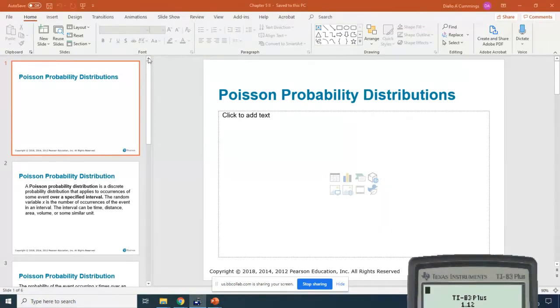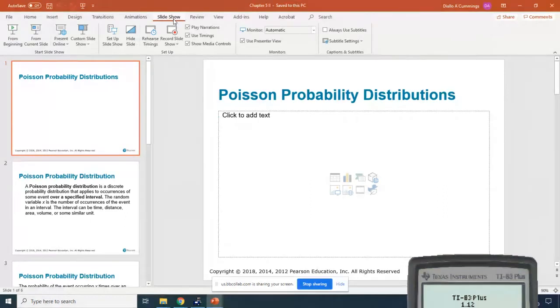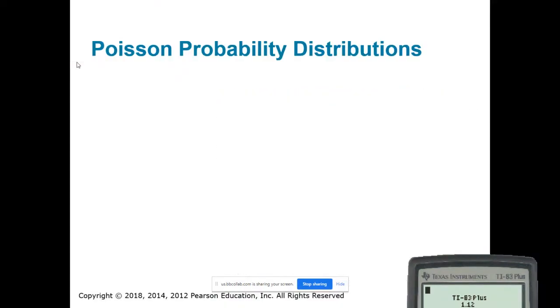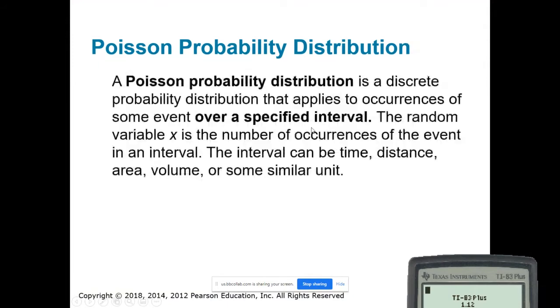Okay, first today we're going to take a look at a Poisson distribution. And for whatever reason, my computer is moving really slow. Okay, we're going to talk about the Poisson probability distribution.